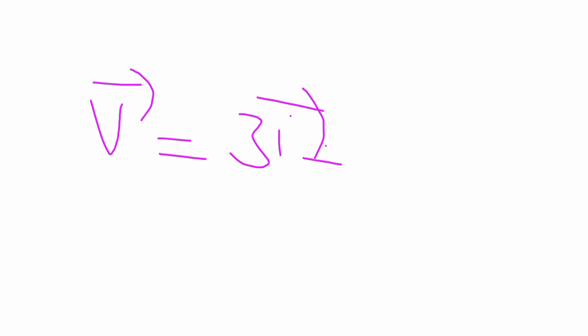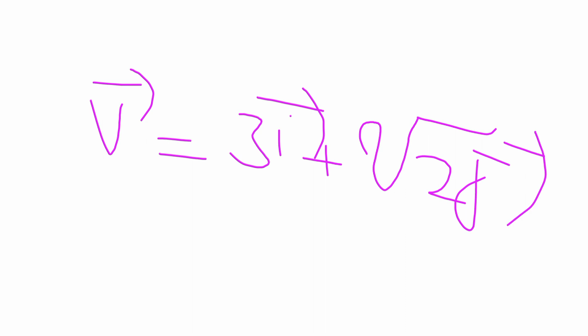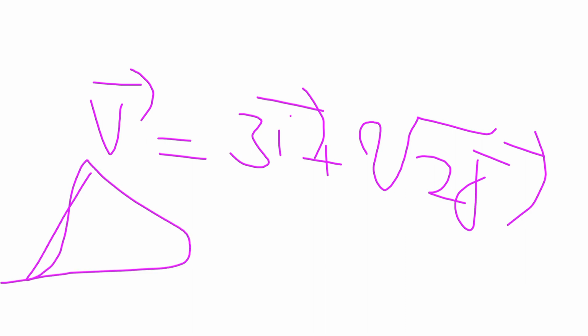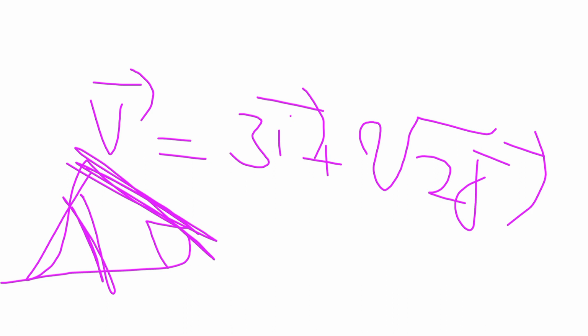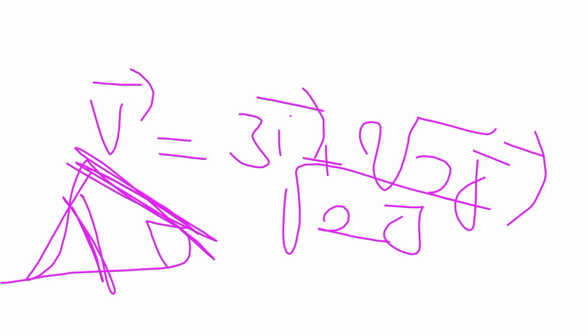For example, the vector v is 3i vector plus root 2j vector. I have a triangle with a right angle and another angle. So the angle is tan inverse of root 2 over 3.